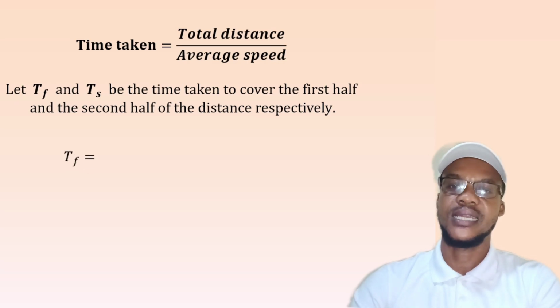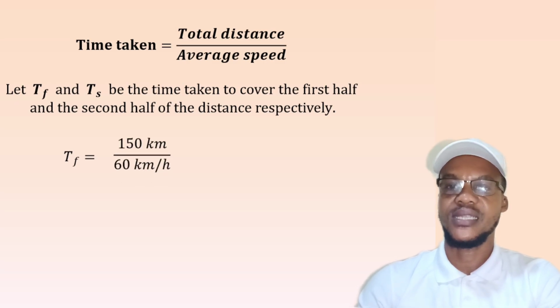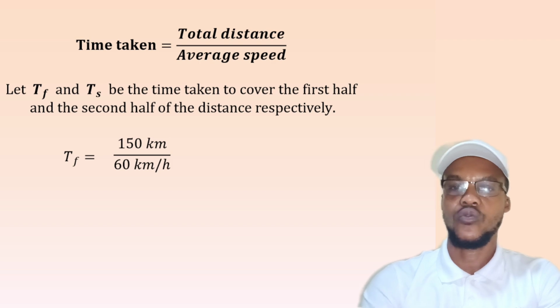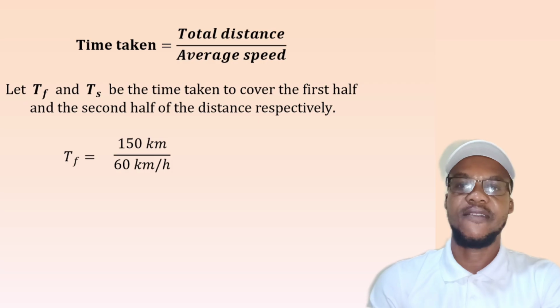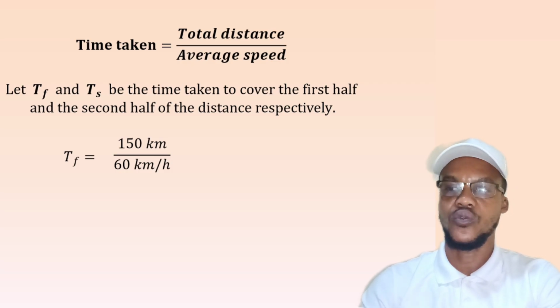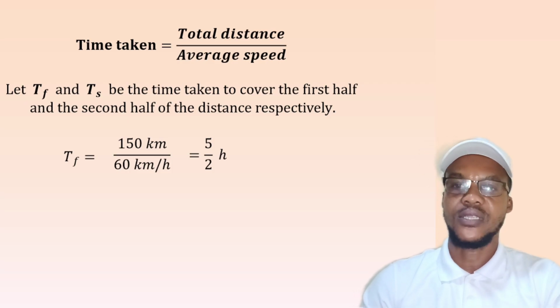Okay, so if total time taken is total distance over average speed, then we can say that t_f is given by 150 kilometers divided by 60 kilometers per hour, because we found half of 300 kilometers, and we got 150, and we were also given the average speed for the first half. Since we have our formula as total distance over average speed, it is easy for us. We just find the ratio, and then we get 5 on 2 hours. Good.